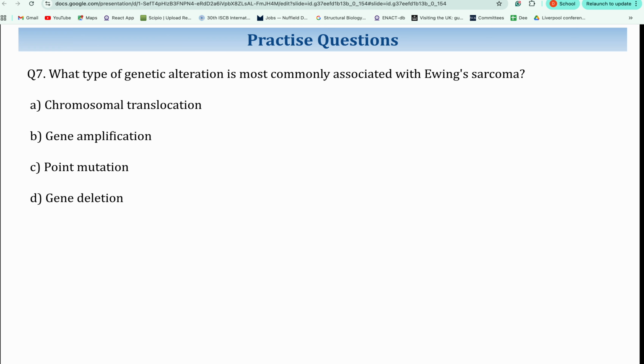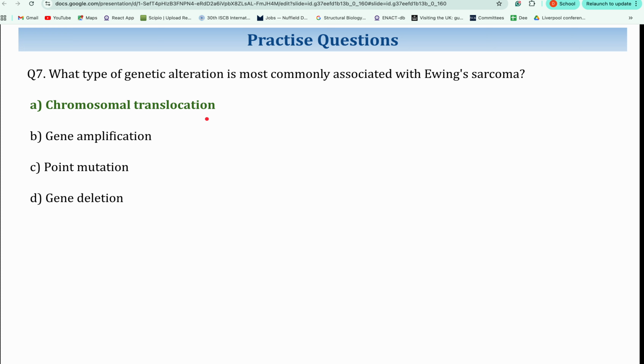Okay, so now let's see, what is the right answer? The right answer is option A, chromosomal translocation. When we were talking about Ewing sarcoma, I showed you the image of a child. It is a rare aggressive bone and soft tissue cancer, and it is most common in children, teens and young adults. It is characterized by a chromosomal translocation, mainly t(11;22)(q24;q12).